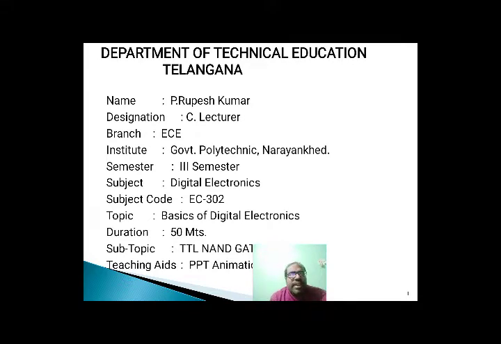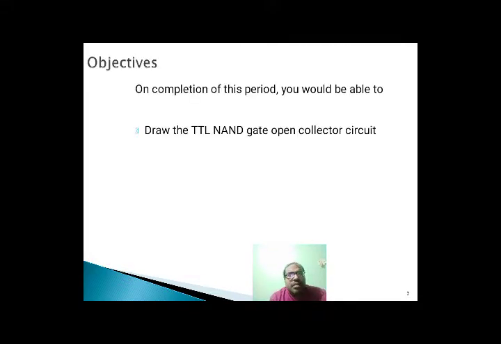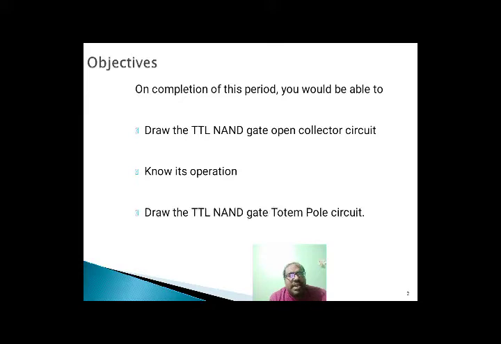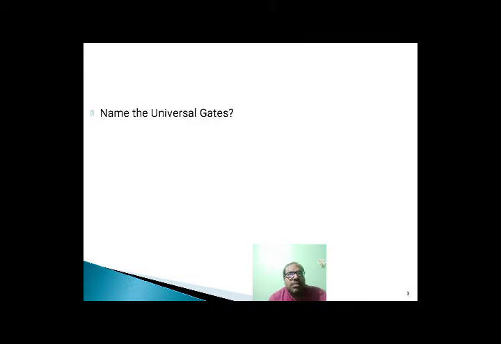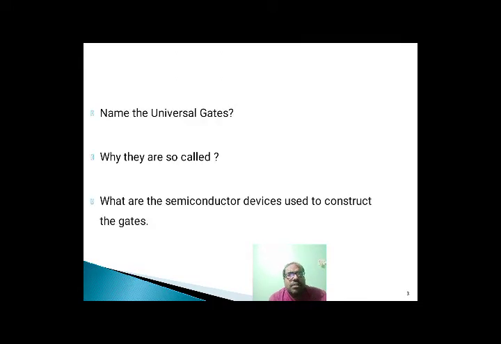Today we will learn about the TTL NAND gate open collector circuit operation and the TTL NAND gate totem pole circuit and its operation. And we will name the universal gates, why they are so called, and what semiconductor devices are used to construct the gates. These are the topics which we are going to learn in this session.